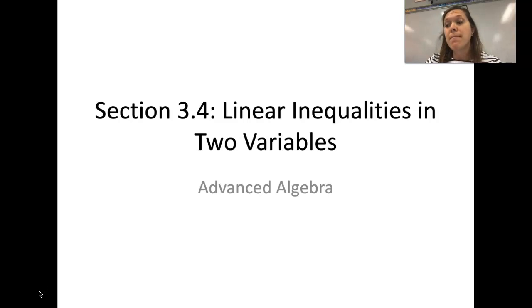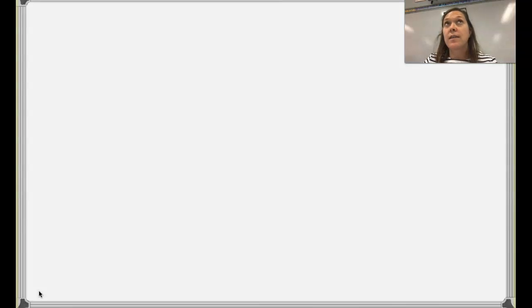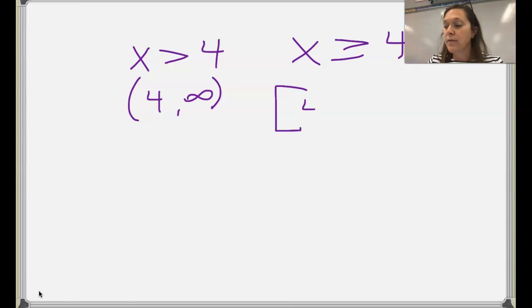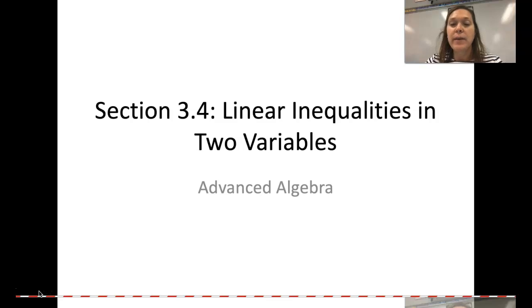If you remember back when we were doing inequalities in chapter 2, we were writing our answers in interval notation. So instead of x is greater than 4, we wrote parentheses 4 to positive infinity. And instead of x is greater than or equal to 4, we wrote close bracket 4 to positive infinity. You guys remember doing that? Hopefully, possibly.